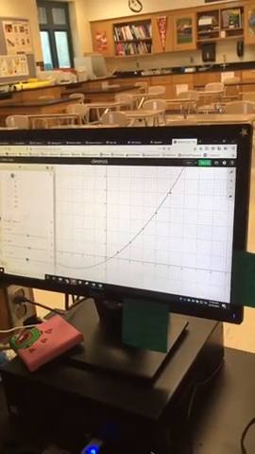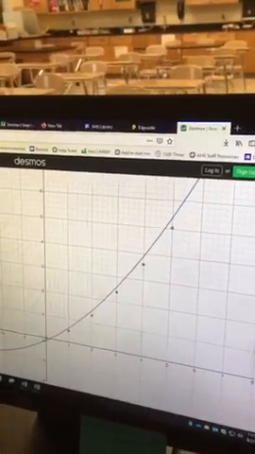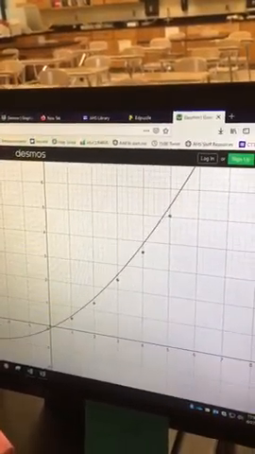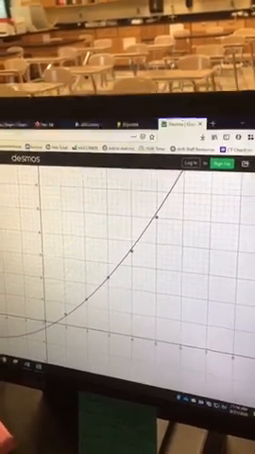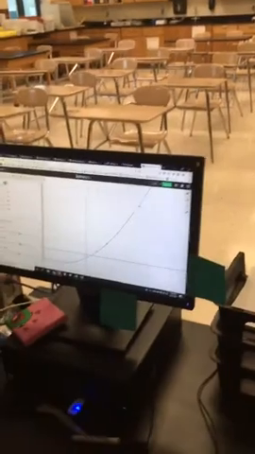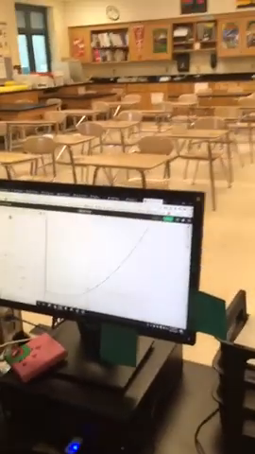So I'm getting pretty close. I would say I'm very close with that. That looks pretty good. Did I mess it up? There we go. That's pretty good. So you can see that I've got a curve here, right?